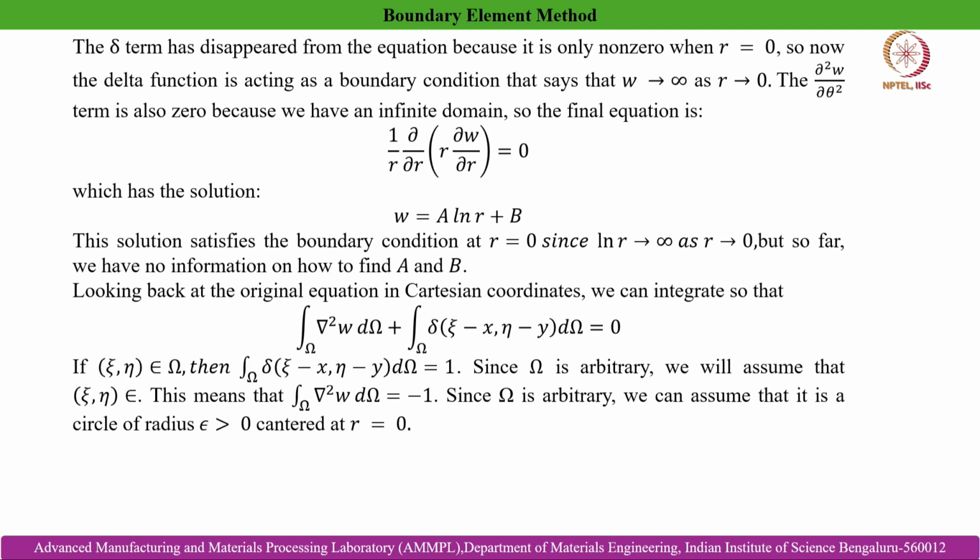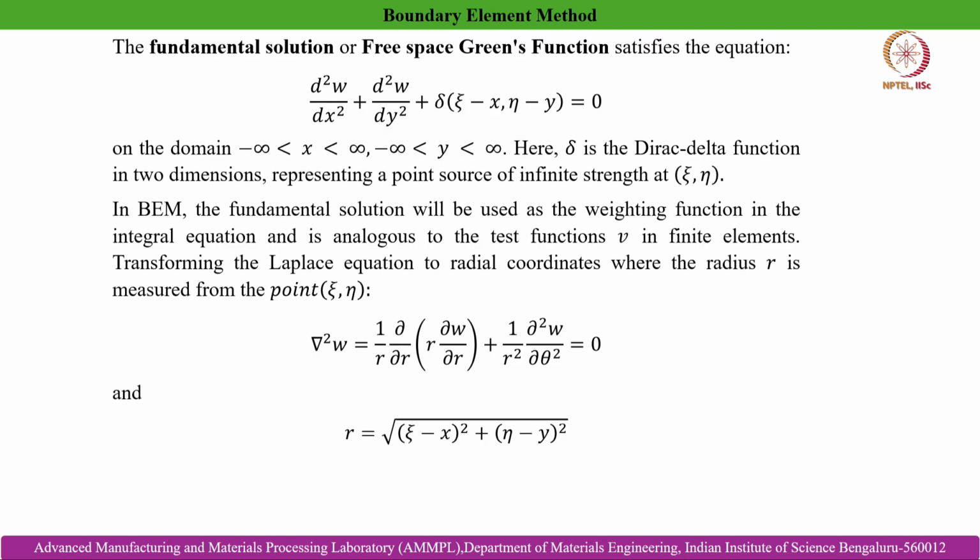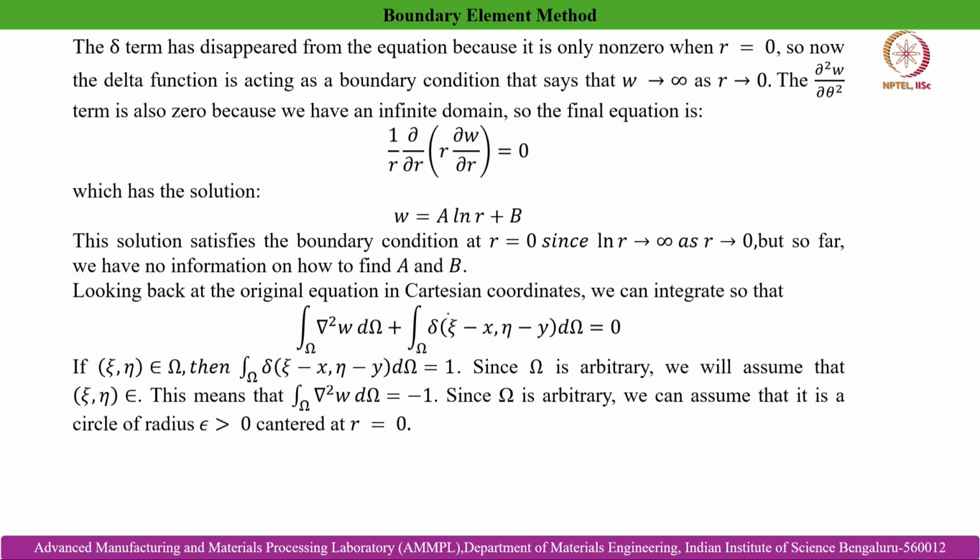So, here the term delta has disappeared from the equation because it is only non-zero when r is equal to 0. So, now the delta function is acting as a boundary condition that says that w tends to infinity as r tends to 0. The del square w del theta square term is also 0 because we have an infinite domain. So, the final equation reduces to this part, which becomes equated to 0.